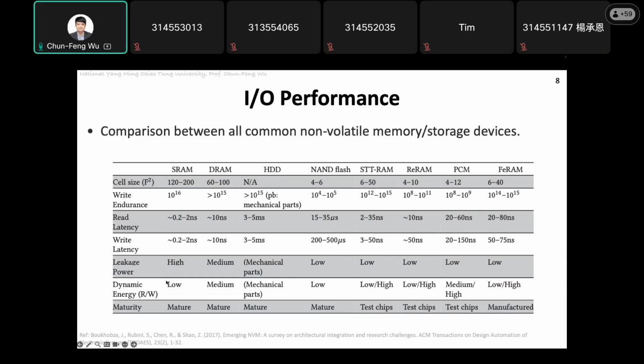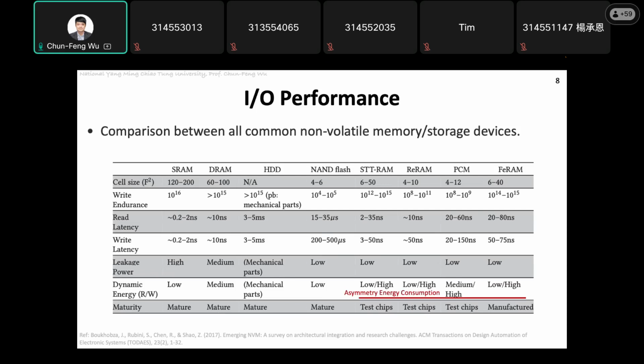Okay, but rewrite is another perspective. They are called dynamic energy. When we are going to read or write the data, for DRAM, you actually need to take extra time because you need to do a lot of row-related operations and so on. So it actually takes a lot of time.